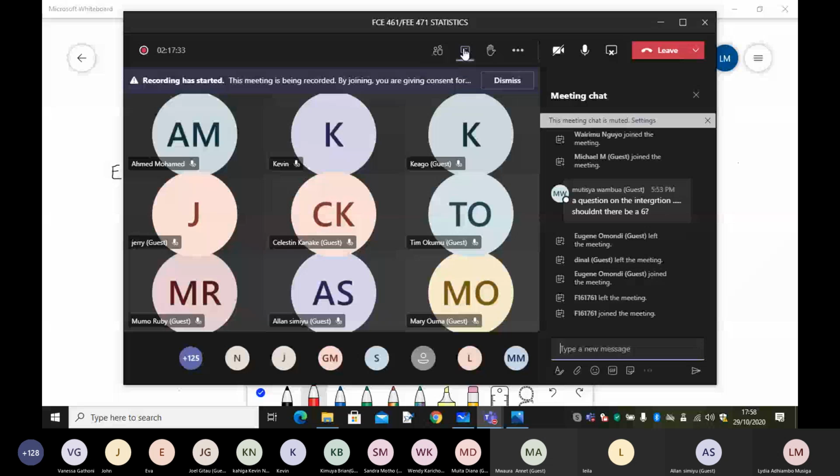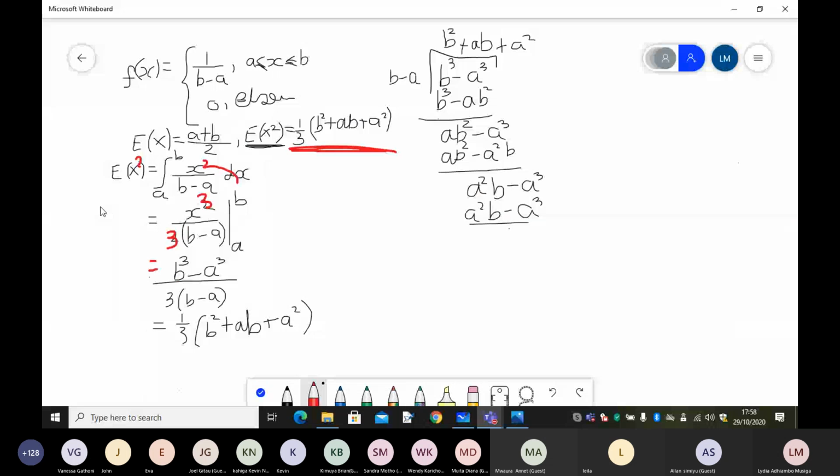A question, somebody is asking whether there should be a 6. I don't think so. This is Brother Mutisia. There should not be a 6. No. It's just okay the way I have done it. We don't have 6 there. We have letters A and B. Any other query?